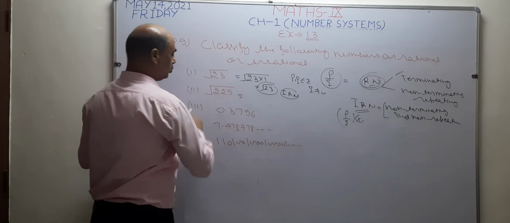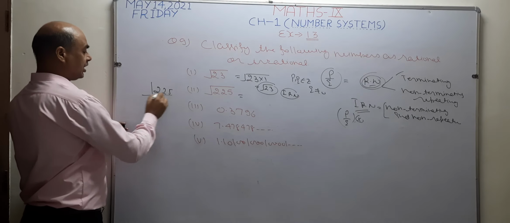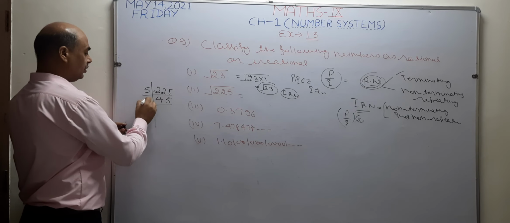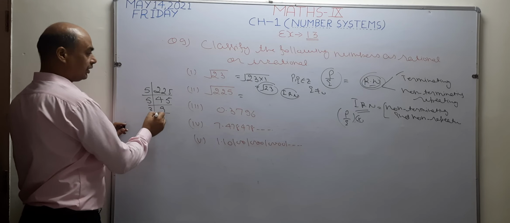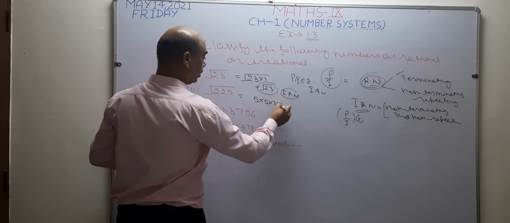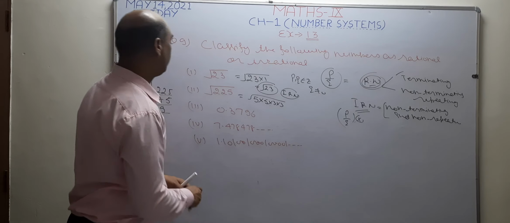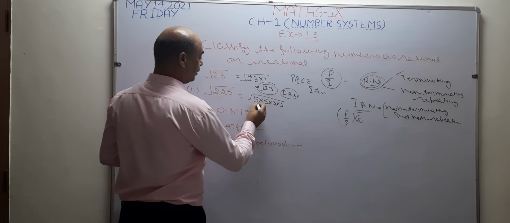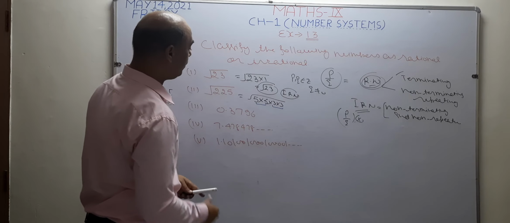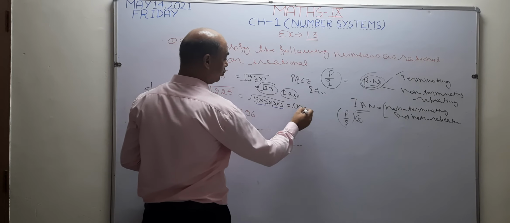Now check these two numbers. 225. I want to make the prime factors of this number. Starting with 5. 5 4s are 20, 5 5s are 25, 5 9s are 45. 3 3s are 9. So this can be written as 5 into 5 into 3 into 3. This is the prime factorization of 225. Now see, in this prime factorization, the pair of 5 and the pair of 3 are completed. When a pair of any number is completed, it moves out of the square root. So this can be written as 5 into 3, and 5 into 3 is 15.